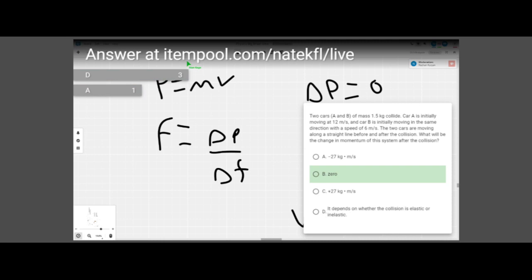But just as a general rule, especially if they ask you these kinds of qualitative questions, momentum is always conserved when there are no external forces acting on the system. Any questions?